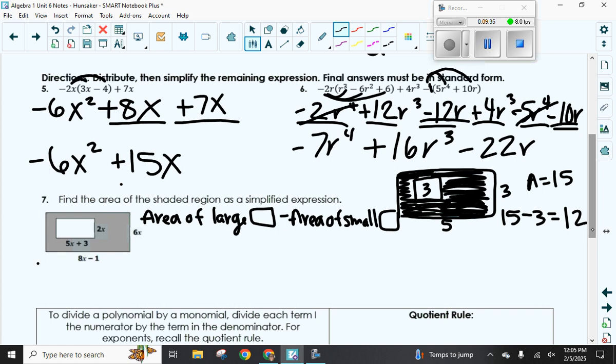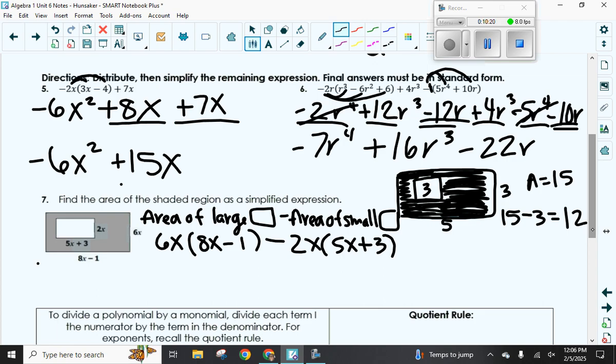So area of the large rectangle means we're going to multiply the 2 side lengths of the large rectangle. So I'm going to multiply 8x minus 1 and 6x. Now, usually how we write that is we'll put the monomial, which is the one term, in front of parentheses. So I'm going to do 6x out front, and then I'll put the 8x minus 1 in parentheses because I'm multiplying the 6x times the entire thing, not just the 8x. Then we're going to do minus. How would I write out the area of the small rectangle? 2x and then 5x plus 3 in parentheses. Perfect.